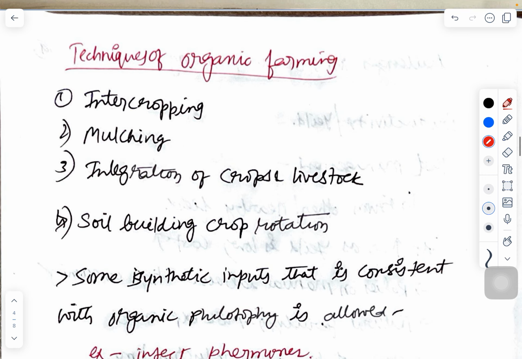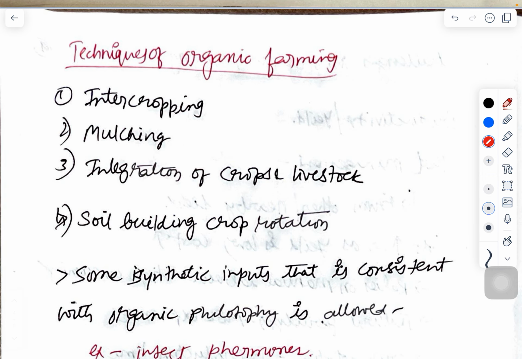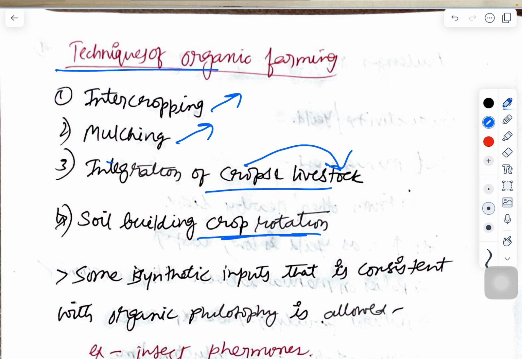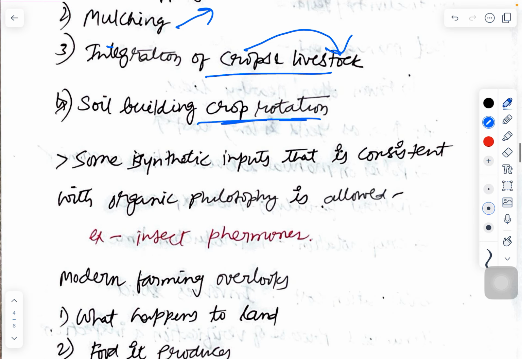When it comes to some of the techniques of organic farming, it relies on intercropping and mulching, as you already know, and integration of crops and livestock, and crop rotation, right? Integrated farming, basically the crops and the livestock. One point is that it is said to completely avoid synthetic inputs, but there could be some synthetic inputs which are consistent with the principles of organic philosophy.